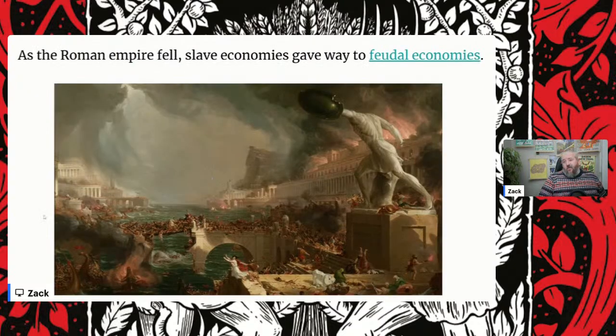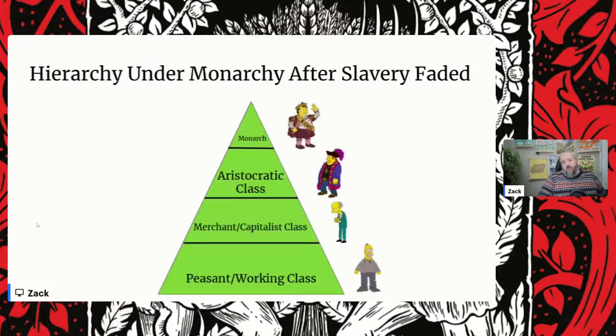All right, as the Roman Empire fell, slave economies gave way to feudal economies. This is a famous painting of the fall of Rome. People trying to flee the city burning, being sacked by invaders. We're just going to move on, though. So after slavery faded, there goes that very bottom class of slaves, of course. Now we're down to four classes. We have the monarch at the top, we still have the aristocratic class, the merchant class, and the peasant class. Who is the new bottom?